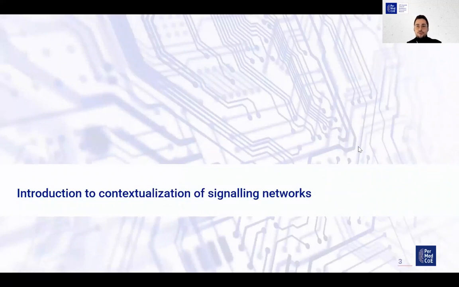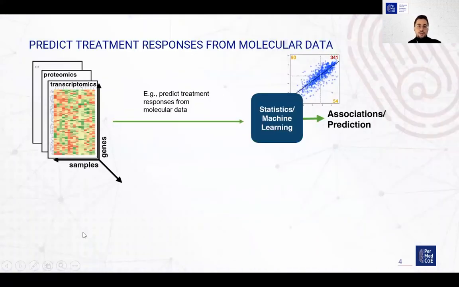So let's start with a little introduction to what contextualization of signaling networks is. Imagine that we want to make a system to predict treatment responses from molecular data. Imagine that we have different kinds of drugs and want to predict the response on different cell lines, for example. For this, we can have perturbational data after treatment with different drugs. We can collect different omics data like transcriptomics, proteomics, and so on. One thing that is typically done is we can build, for example, statistical models or machine learning models, trying to learn a function that maps from this kind of molecular data to drug response, to an outcome that can be, does the cell survive or die after the treatment, right?